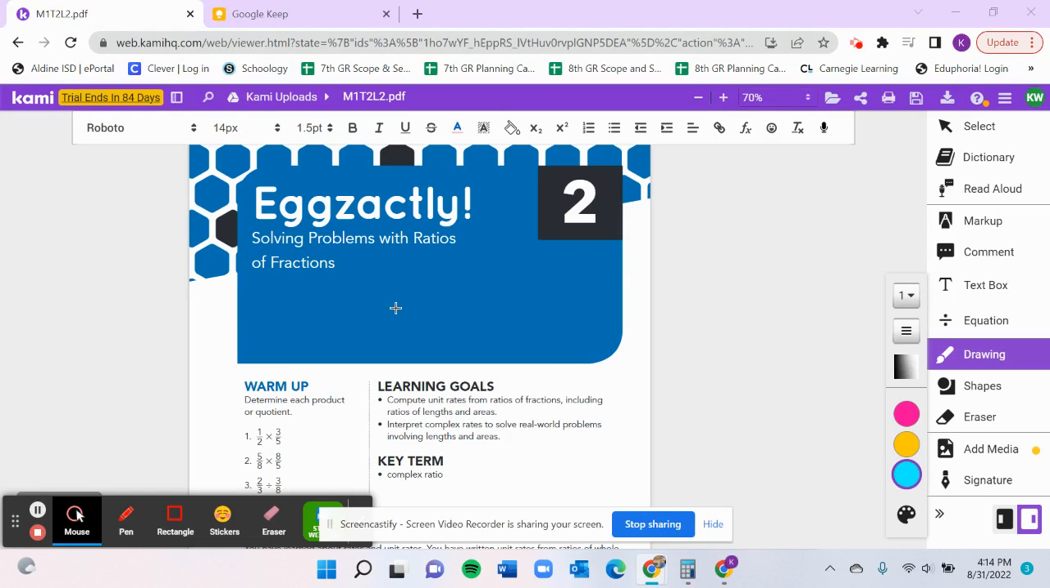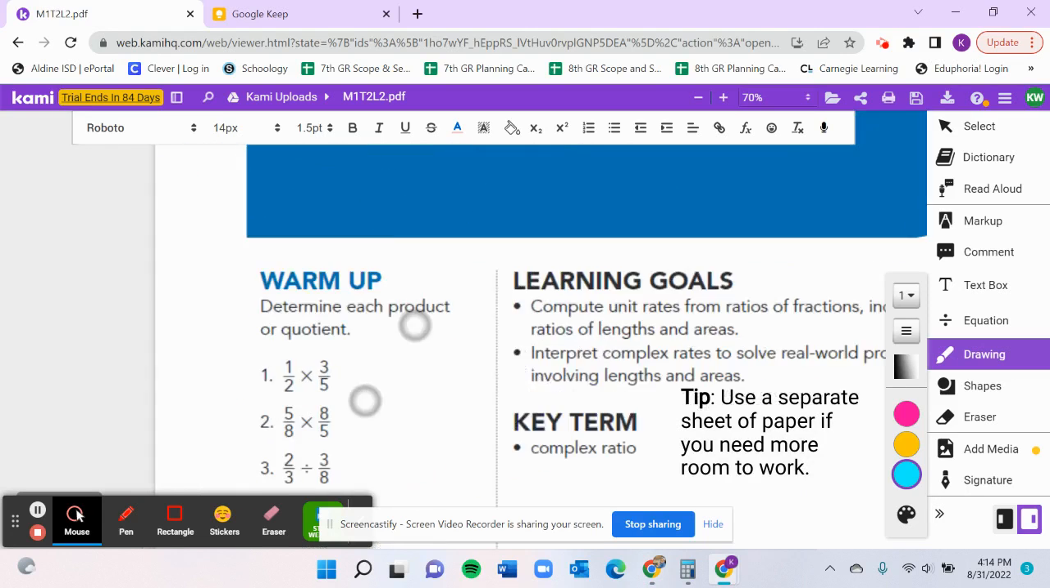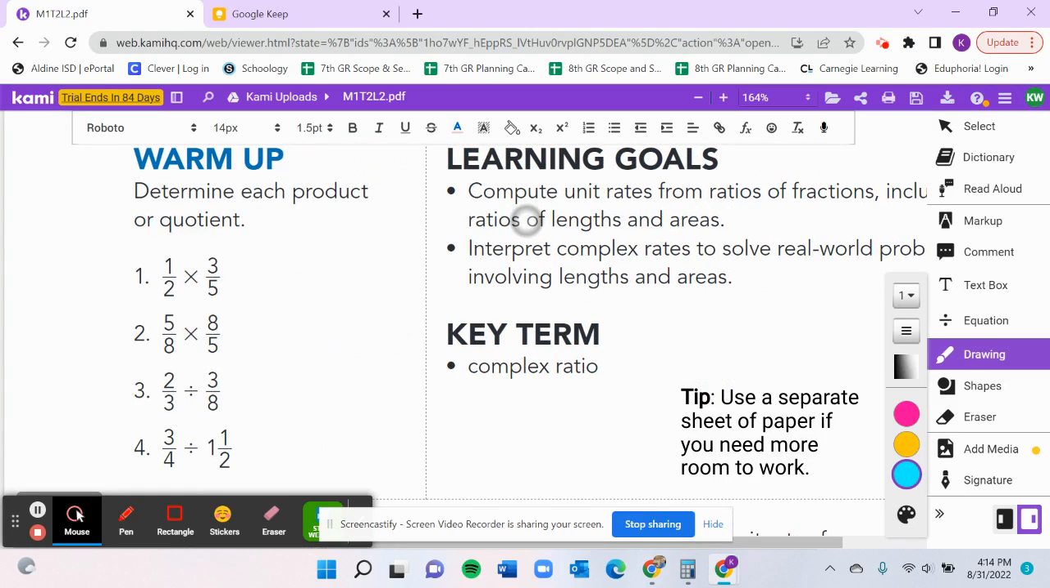Welcome. This is the warm up for 7th grade, Module 1, Topic 2, Lesson 2. It says determine each product or quotient. So here you are multiplying fractions and also dividing fractions. Go ahead and complete questions 1, 2, 3, and 4.